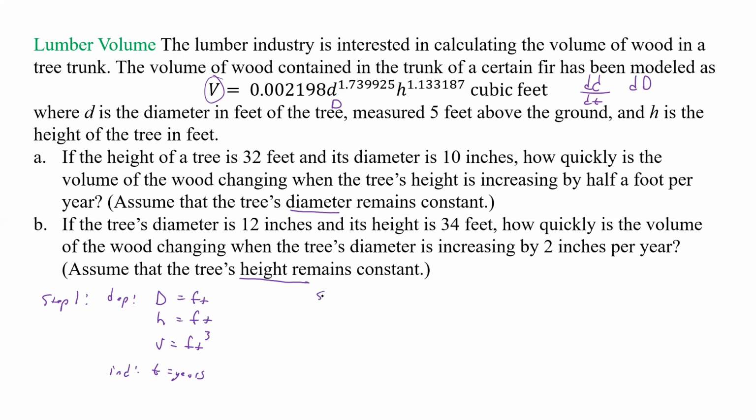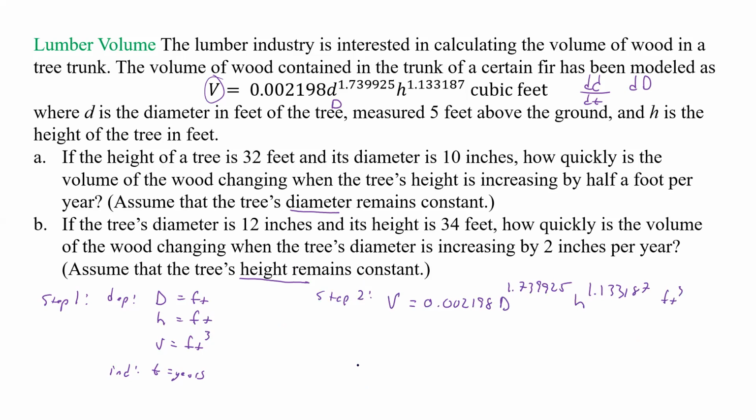So step 2, we can still get on this page. We write the equation down. And now what I'm going to do is I'm going to write it with respect to my new conversion. So it's going to be V equals 0.002198 capital D to the 1.739925, and then H to the 1.133187, and that's feet cubed. Okay. All right, so now what do we do?